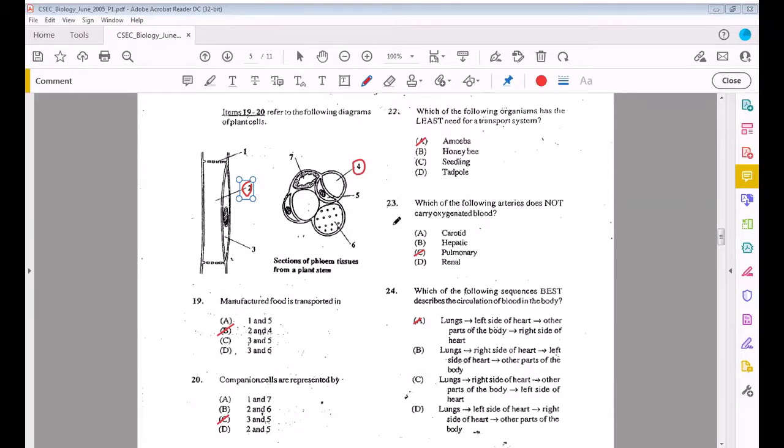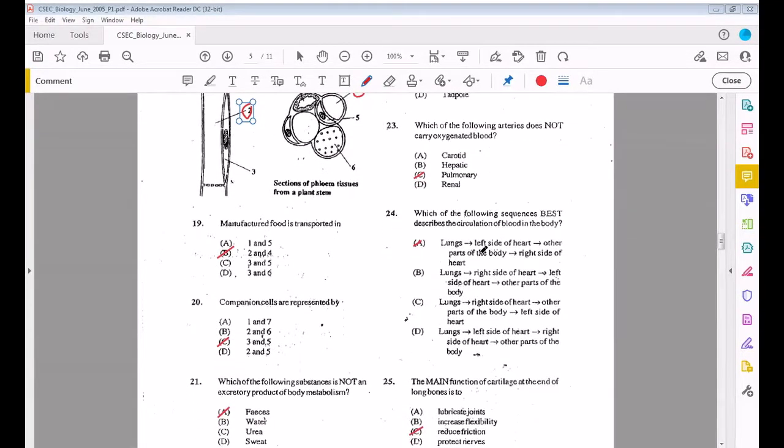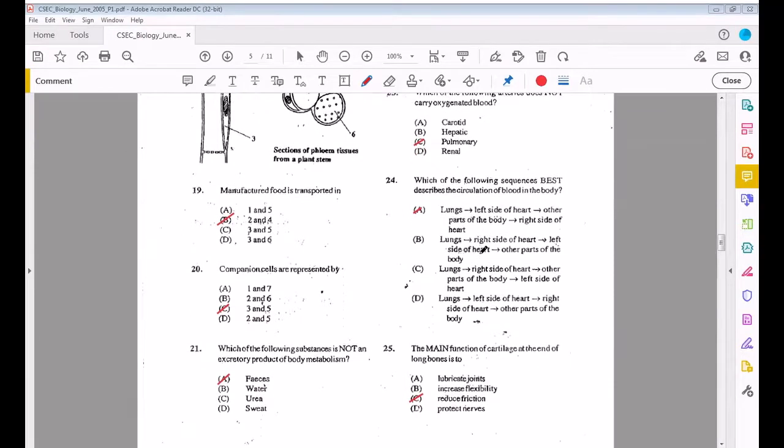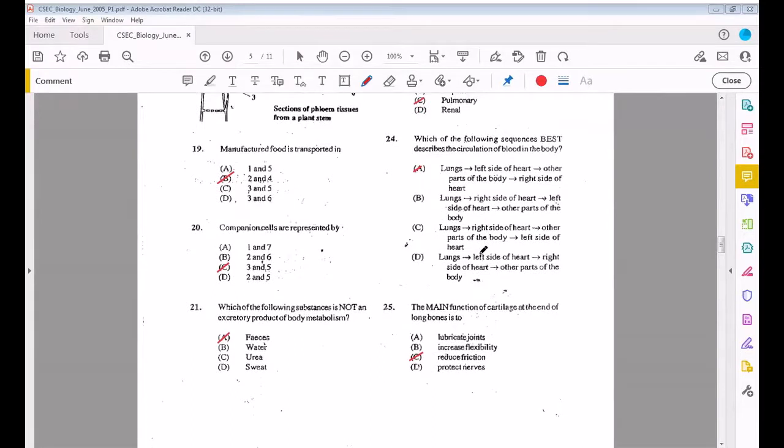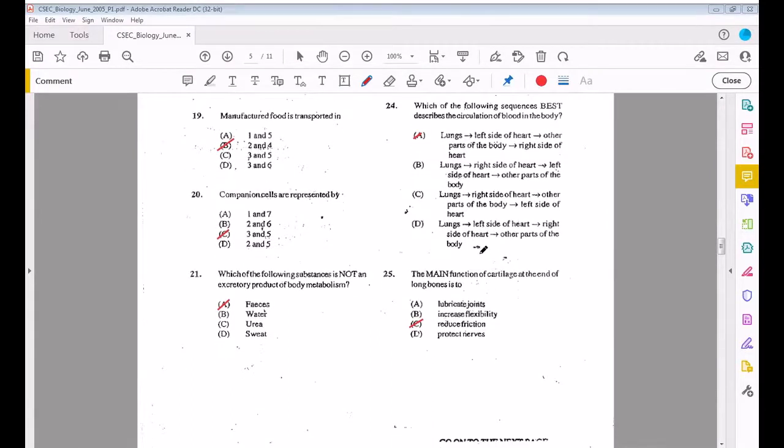23. Which of the following arteries does not carry oxygenated blood? So we know all of the arteries carry oxygenated blood except for the pulmonary artery. When it comes to the pulmonary structures, the pulmonary artery carries deoxygenated blood, while the pulmonary vein carries oxygenated blood. So the answer would be C. And remember, that's going from the heart to the lungs, and the pulmonary vein is from the lungs to the heart, the left side.